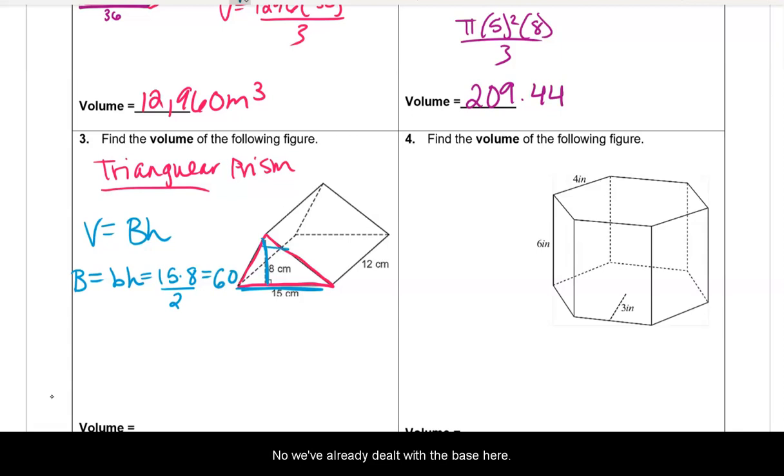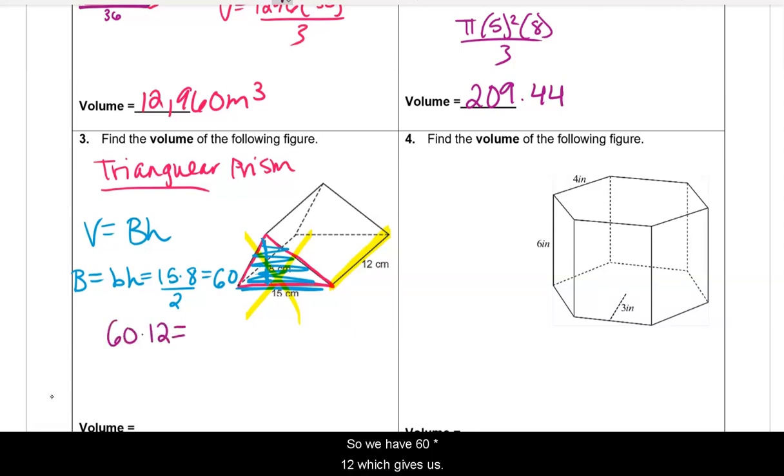Now, we've already dealt with the base here. What is the perpendicular height of our 3D figure? It's not 15. It's not 8. It's 12. Perpendicular height is the length of the figure coming off of the base. So not the base, but a side of the figure coming off of the base. It touches the base, but it is not a part of the base. So that's going to be our perpendicular height. We have 60 times 12, which gives us 720 centimeters cubed.